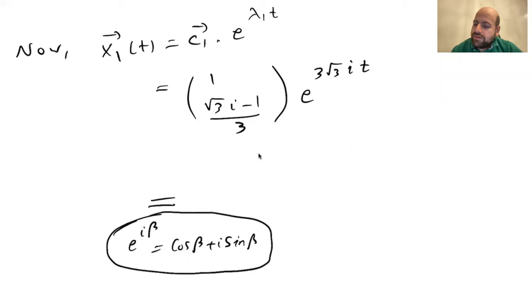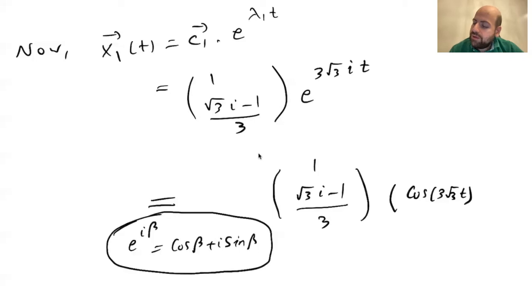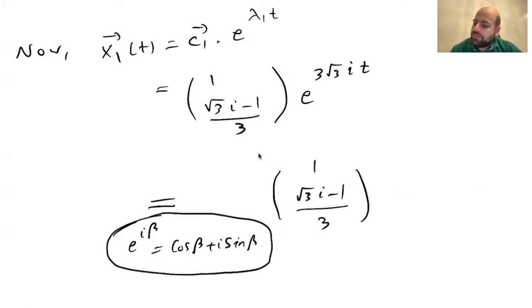cos beta plus i sine beta. So I can write this one as 1 and (root 3 i minus 1)/3 times (cos 3 root 3 t plus i sine 3 root 3 t), all multiplied by (cos 3 root 3 t plus i sine 3 root 3 t).